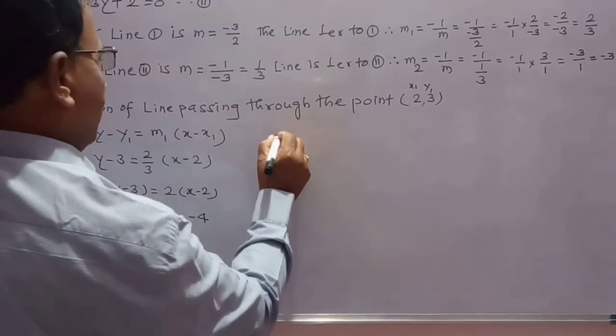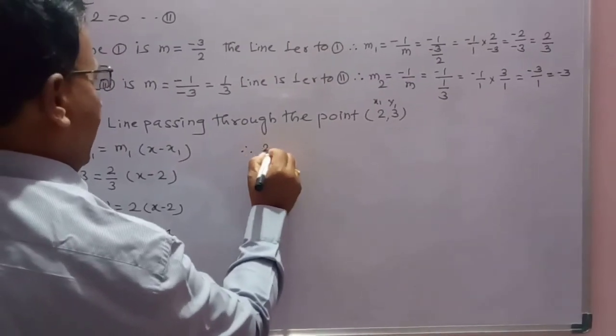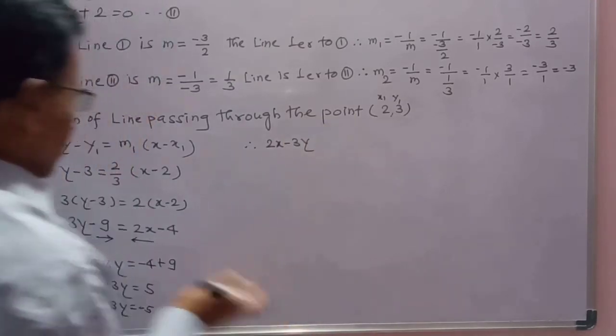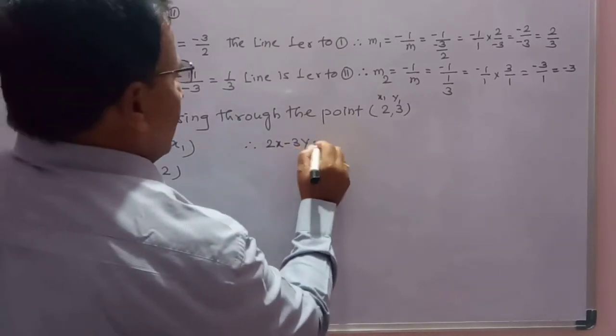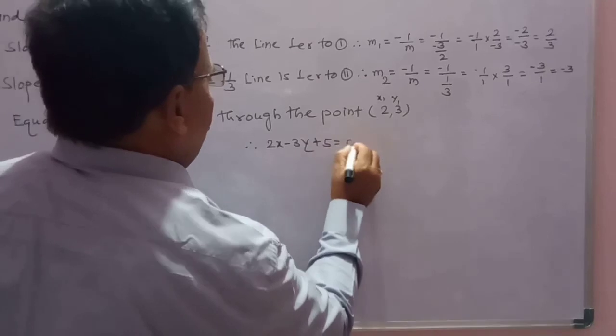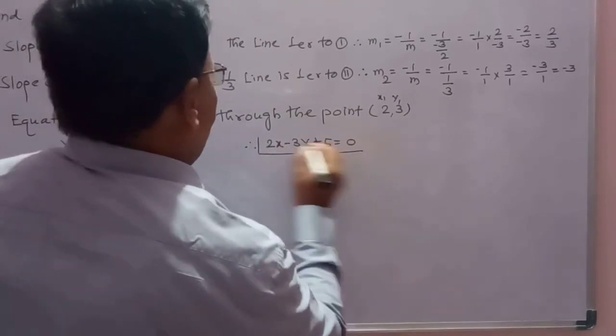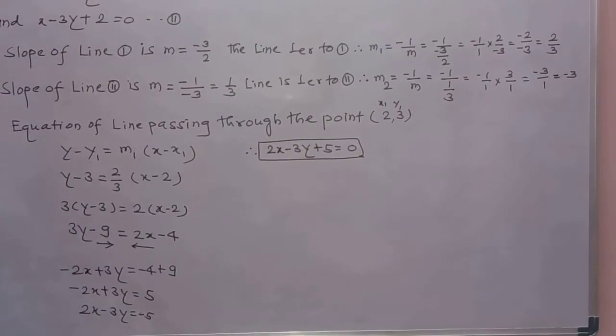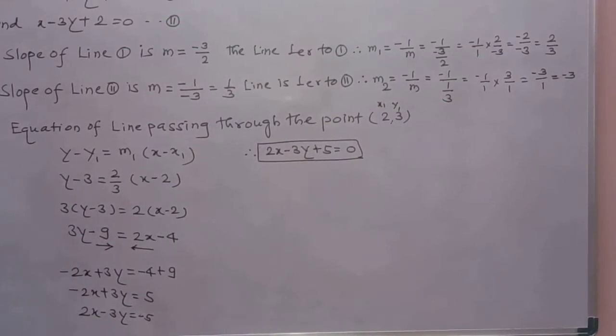Therefore, 2x minus 3y, transpose this minus 5 on the left side, minus 5 becomes plus 5, equal to 0. This is the required first equation: 2x minus 3y plus 5 equal to 0.